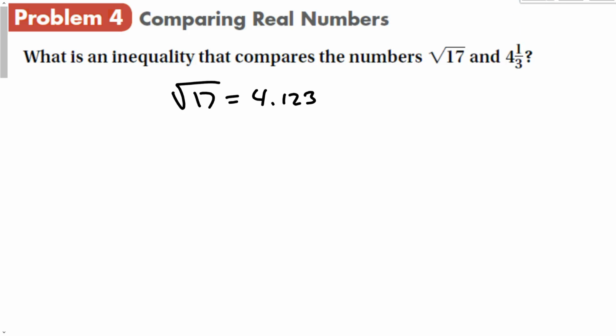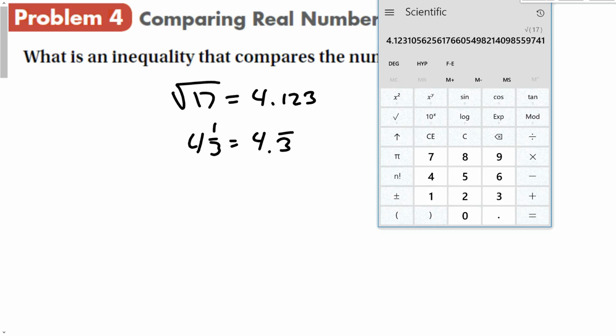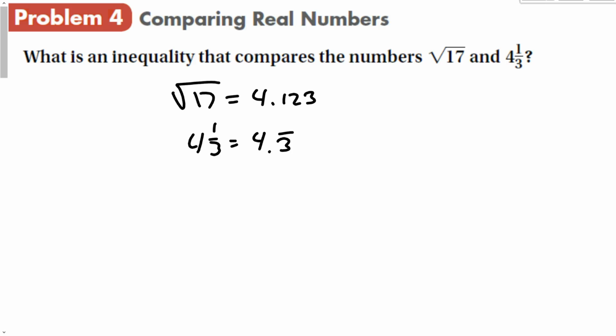4.123. And 4 1/3 is going to be 4.3 repeating, 4.333. If I can't remember how to do that, we can always, on my calculator, take 1 divided by 3 and add 4 to it, and we get 4.3 repeating. So if I wanted to compare these two, I can clearly see that radical 17 is smaller than 4 1/3.